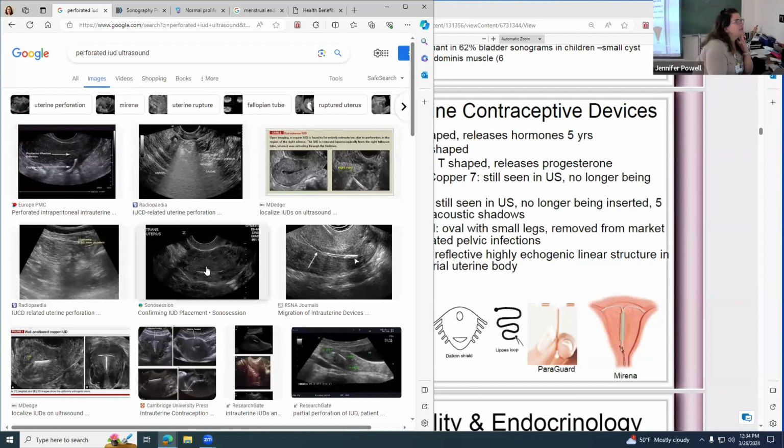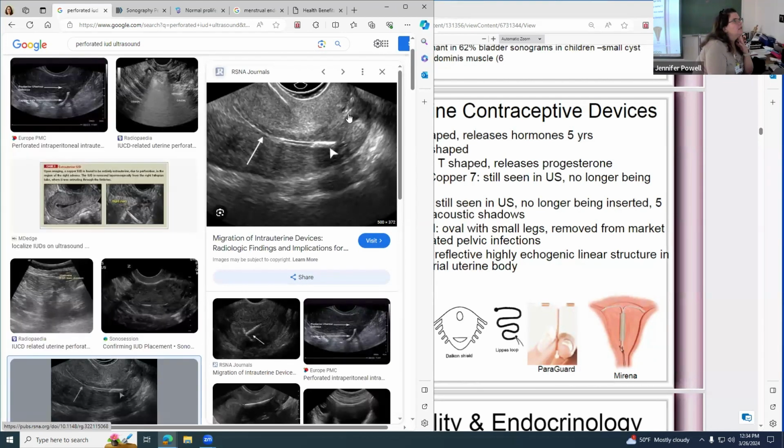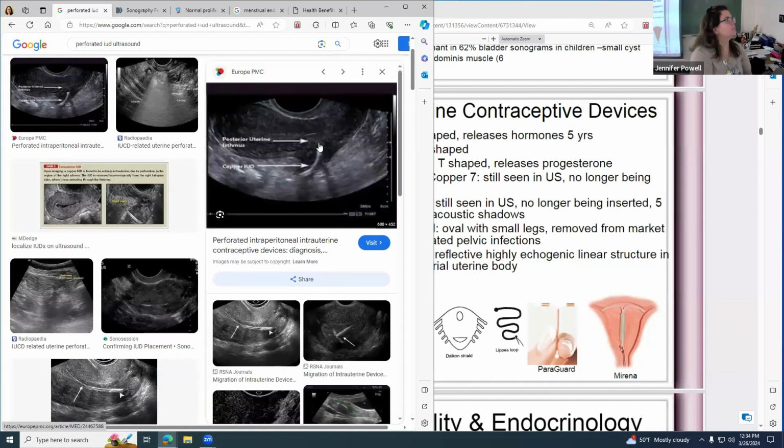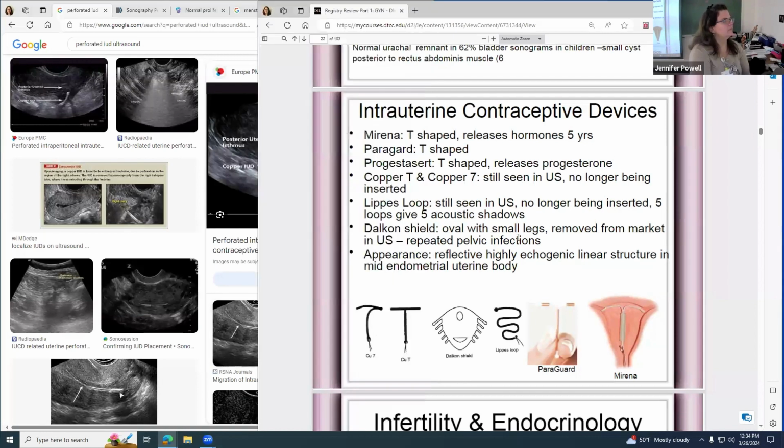Which means that it has infiltrated the myometrium. You can see here, here's the endocervical endometrial canal, but this is in the myometrium. So if somebody's coming in complaining of a lot of pain with their IUD, you want to check that out. See whether it's going along with the contour of the endometrium or whether it's, you know, here.